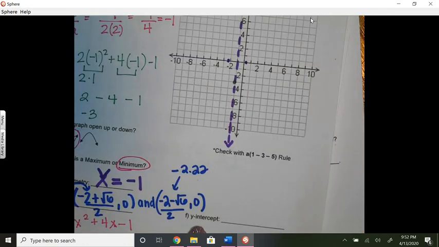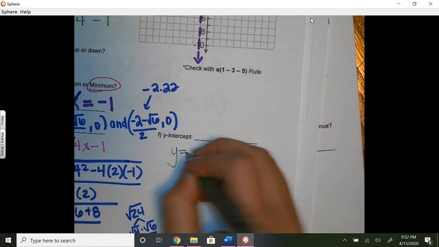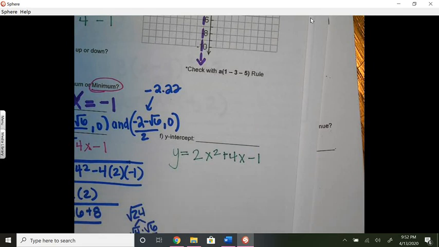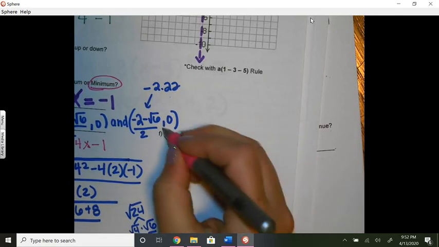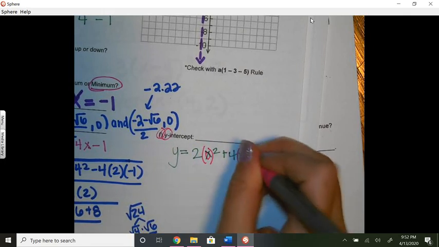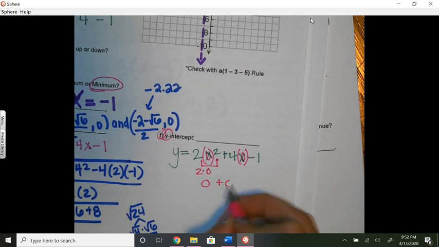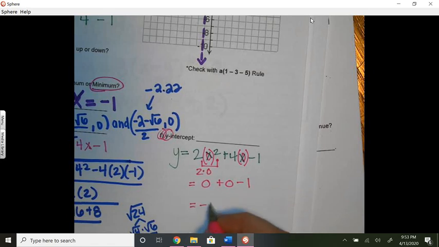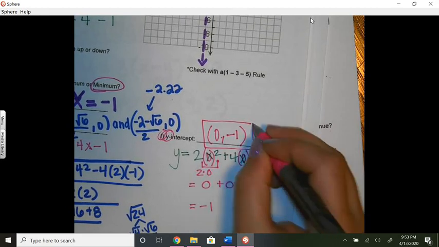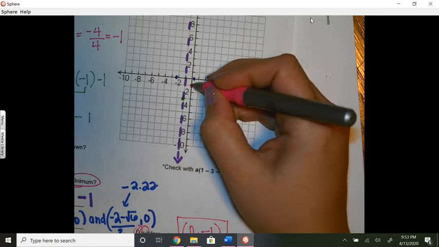Alright, so now it asks me to find the y-intercept. So to find the y-intercept, I'm going to leave the y in the problem, and I'm going to plug in 0 for the x's. So exponents first. So we'd get 0 plus 0 minus 1. So we just get -1. So when x is 0, y is -1. Okay, so now we're going to graph this point. 0 and then -1. So right there.